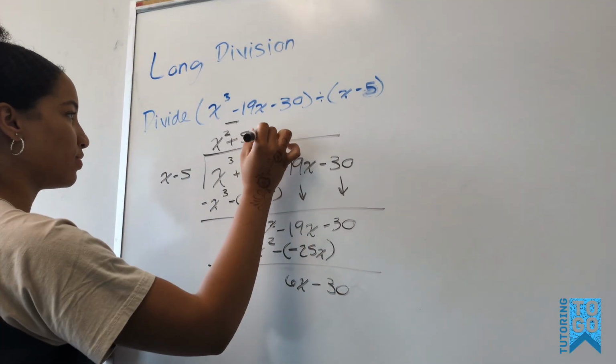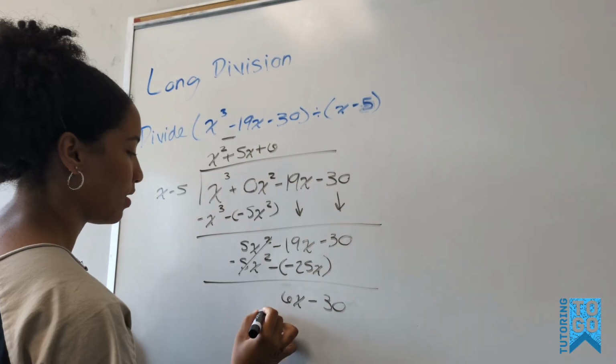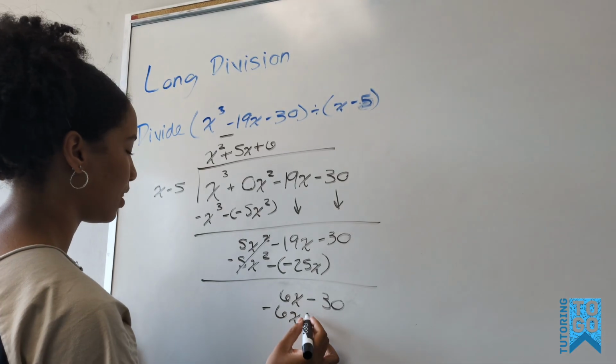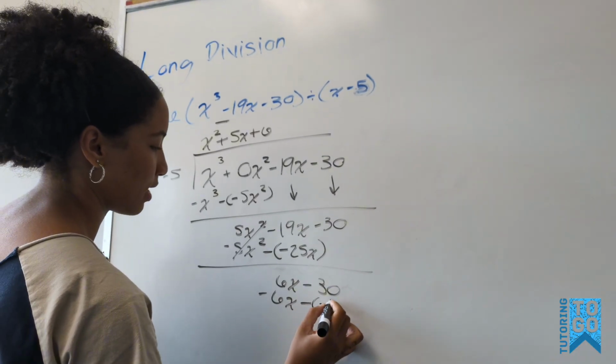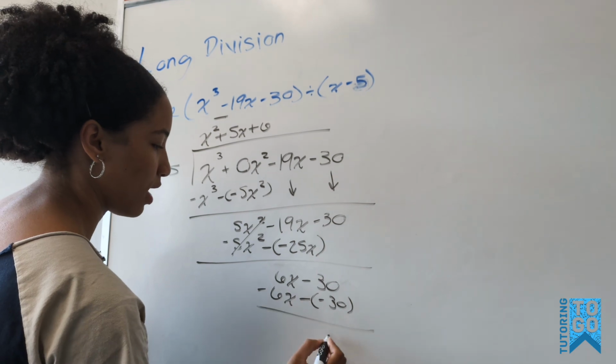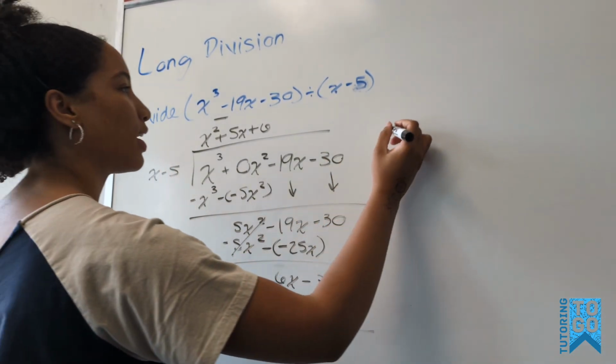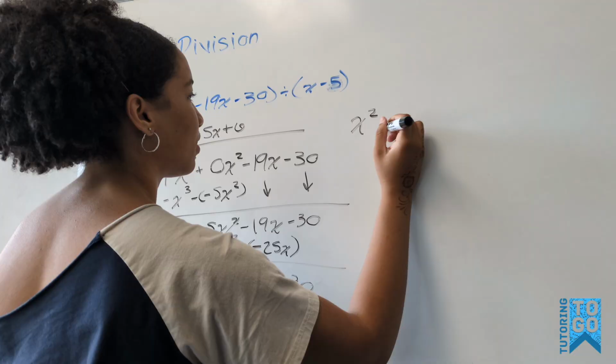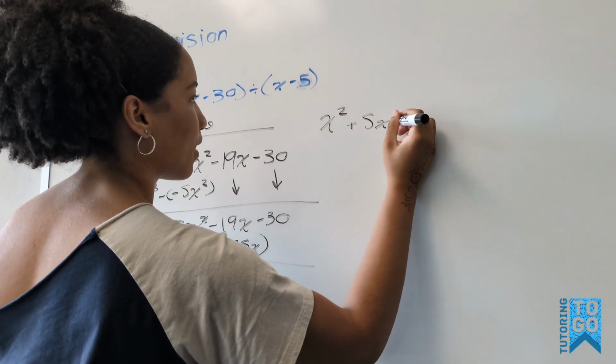For the last one, we're just going to add 6, and then we're going to subtract 6x, and then minus negative 30, or just plus 30, and you don't have a remainder. So your answer is x squared plus 5x plus 6.